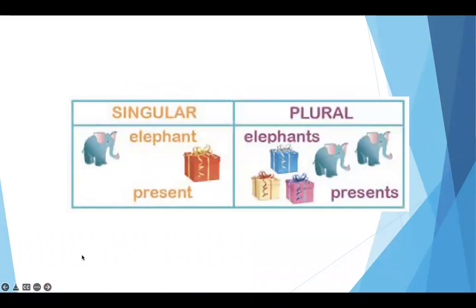All right, and now I just want to remind you what singular and plural means. Singular means one, so one elephant or one present. Plural means more than one, so 3 presents or 2 elephants. Usually when things are plural, we add an S to the end.